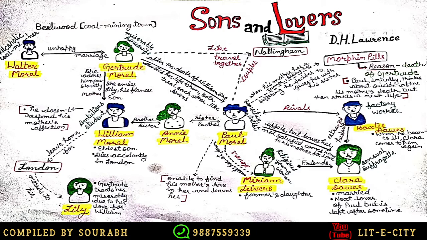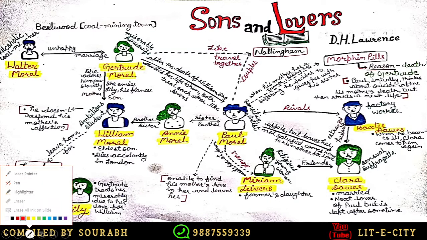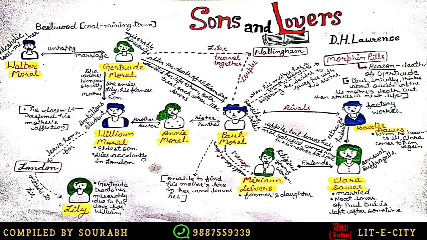So we must understand the main characters, that is Gertrude Morel, one of the major characters, and then the most important character, Paul Morel, the protagonist of the novel. He is in relationship with two women, Miriam and Clara, and basically most of the novel revolves around these four characters.